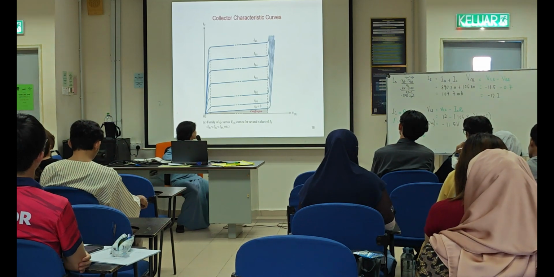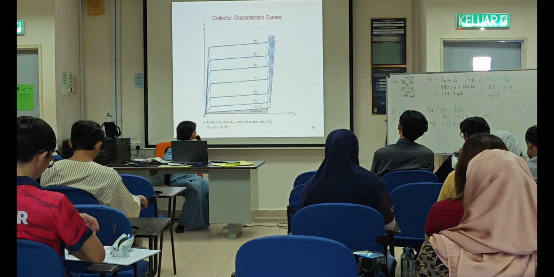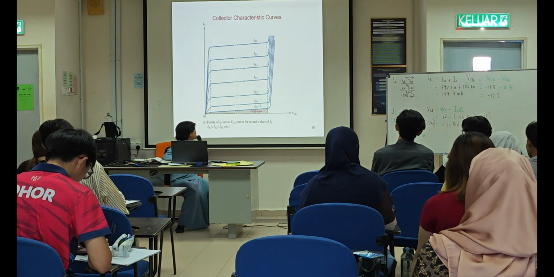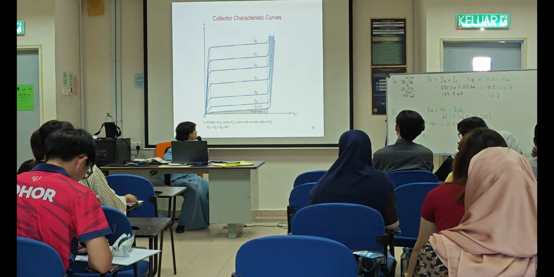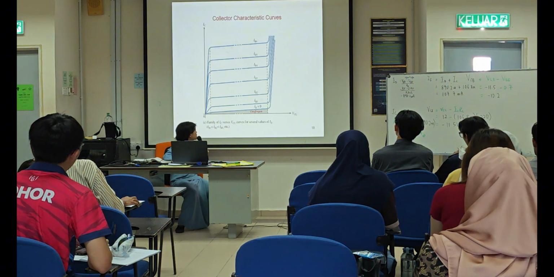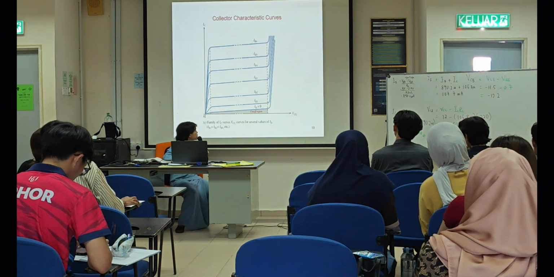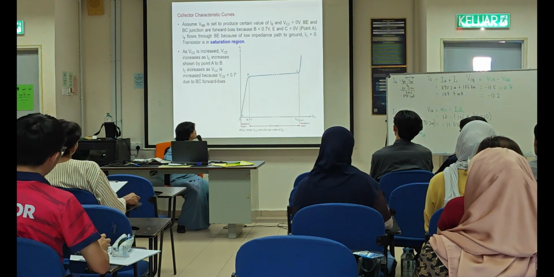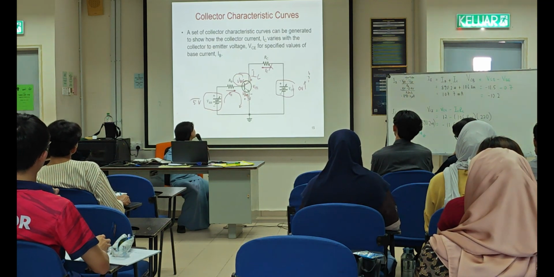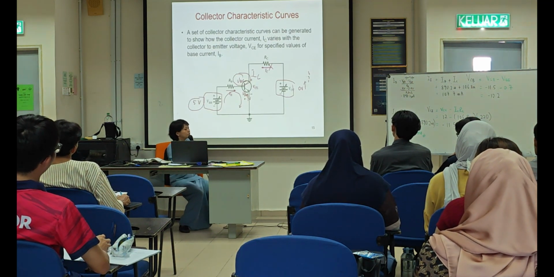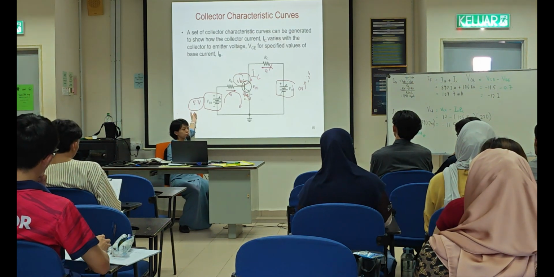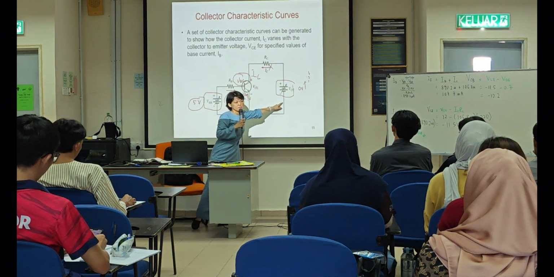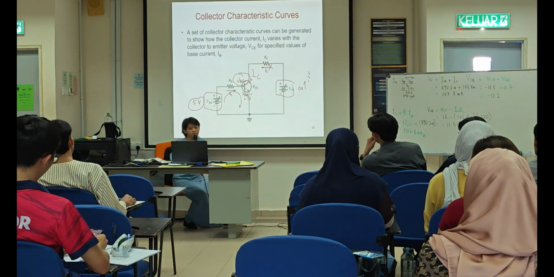So the family of IC curves has several values. If you set IB at 0, it will be smaller. If you set IB higher, maybe 1, 2, 3, 4, 5, it will be higher. We can set different values, and then we adjust that one. At first we set 0, and then we adjust VCC. So you can get this curve.